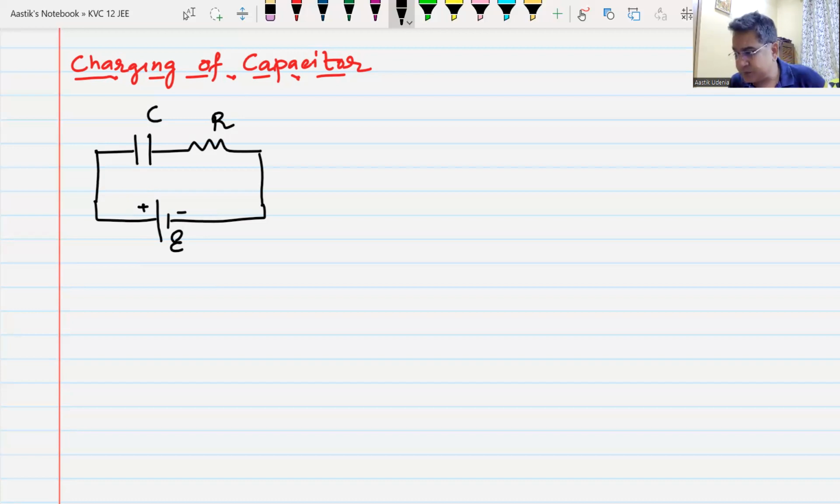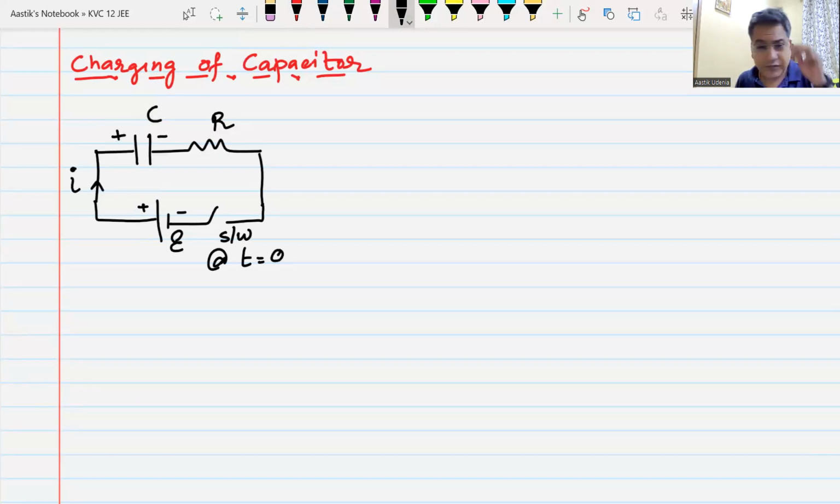Right. So what happens? There would be a switch in the circuit. I have not drawn the switch. So what I'm going to do is draw a switch as well. This is a switch. Now at time t is equal to 0, you put the switch on and the capacitor starts to get charged. The current in the circuit will flow like this. This plate of the capacitor will get positively charged, and the other plate will get negatively charged.